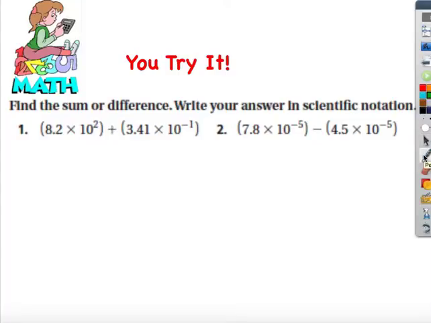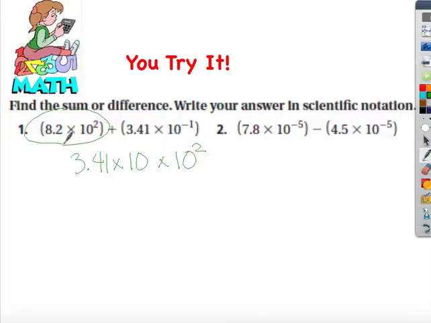8.2 times 10 squared plus 3.41 times 10 to the negative 1. We have different powers of 10, so we must fix that. Okay, so we're going to rewrite 3.41 to have the same power of 10 as the first number, 10 squared. So that's going to be times 10 times 10. And we want it to be the same as the first number.